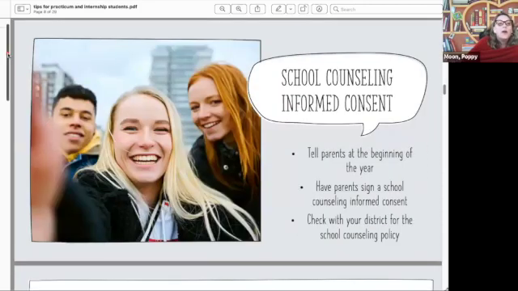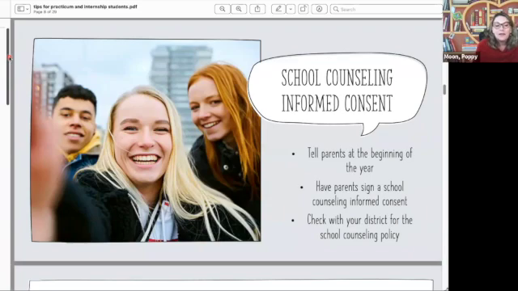Now, when we are in schools, informed consent is a little bit different. At the very beginning of the year, like parent night, meet the counselor or something like that, I will talk to parents about what informed consent is. I'm going to have it written down on a piece of paper, and I'm going to have them sign it.